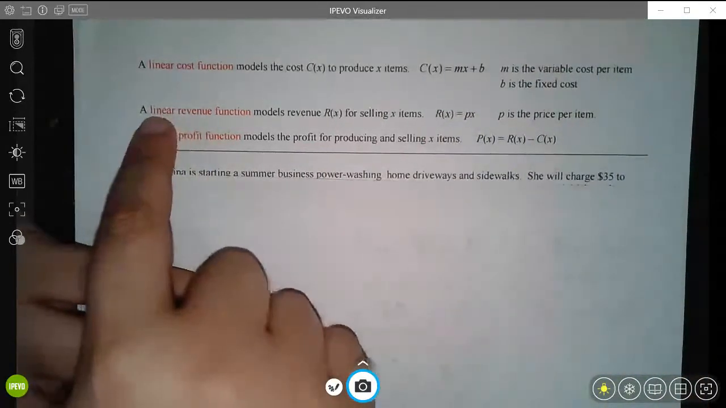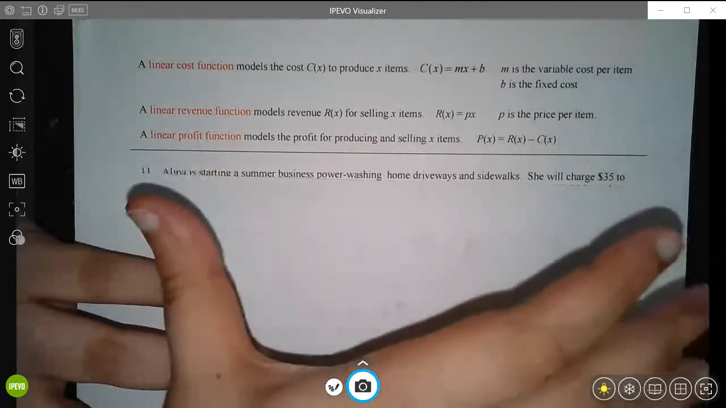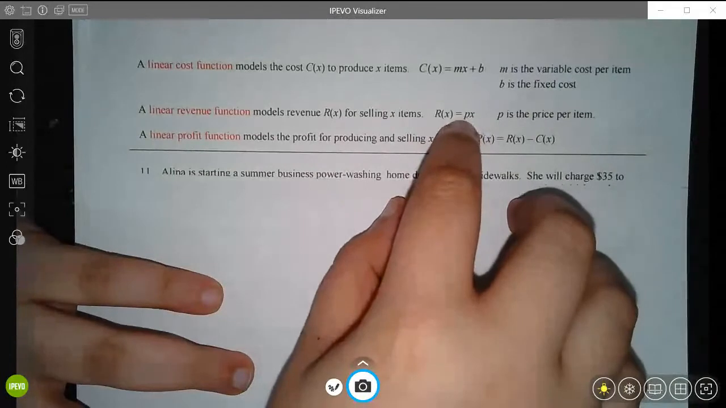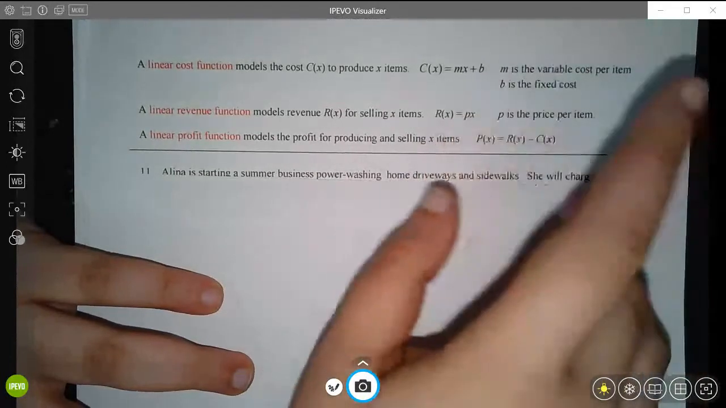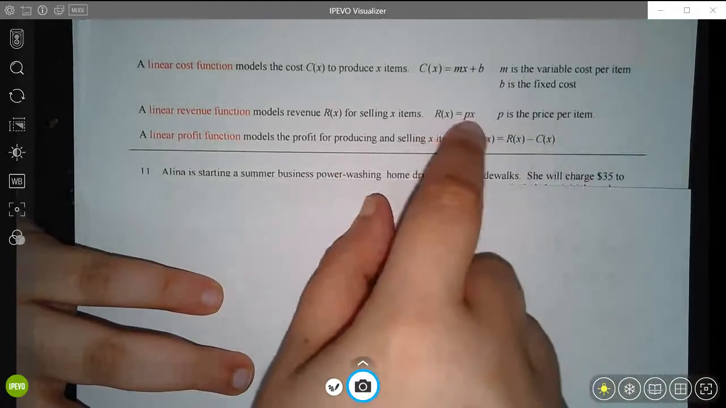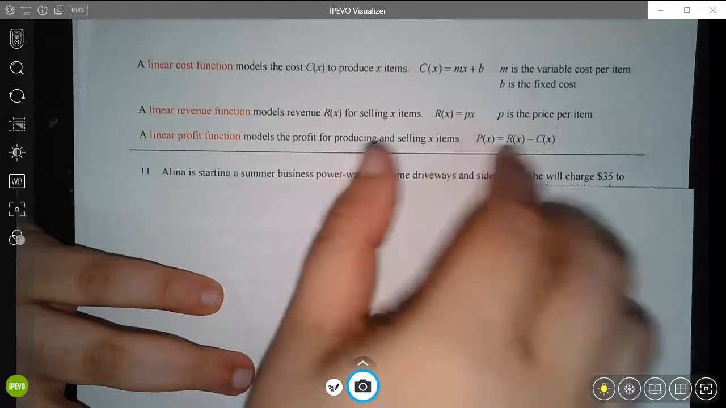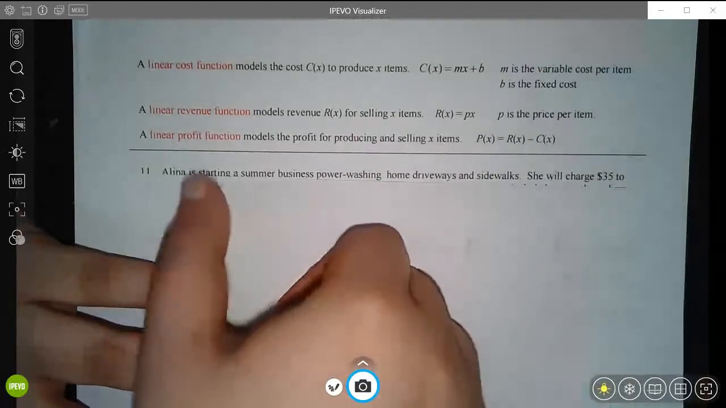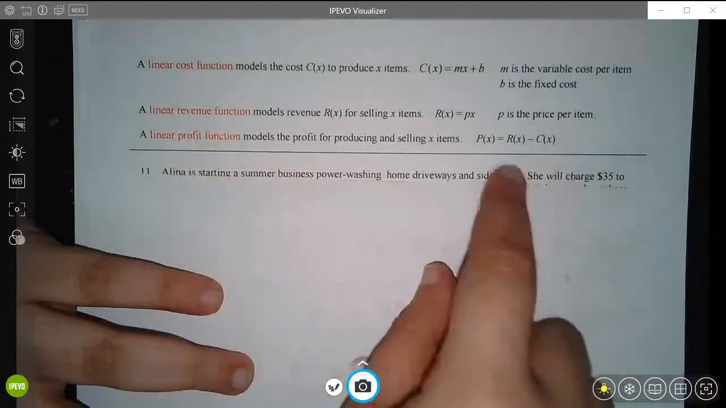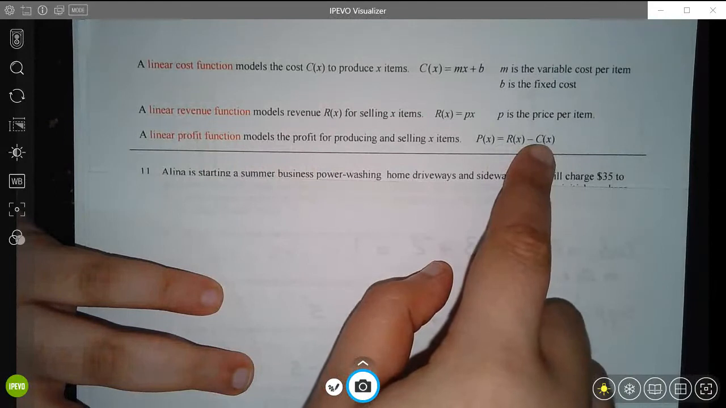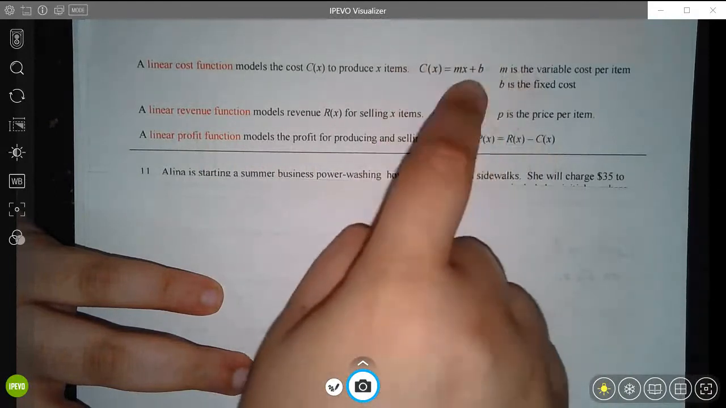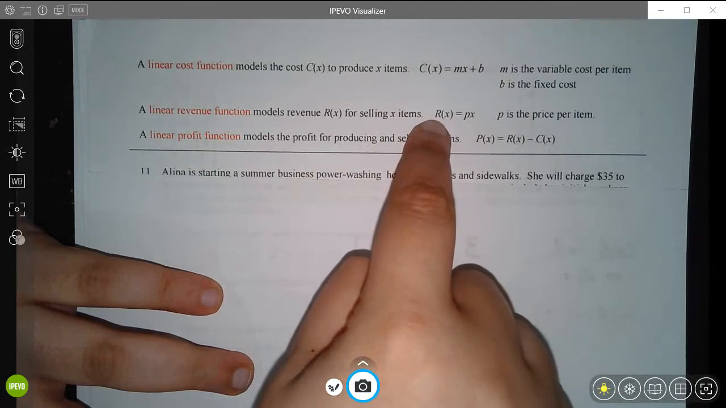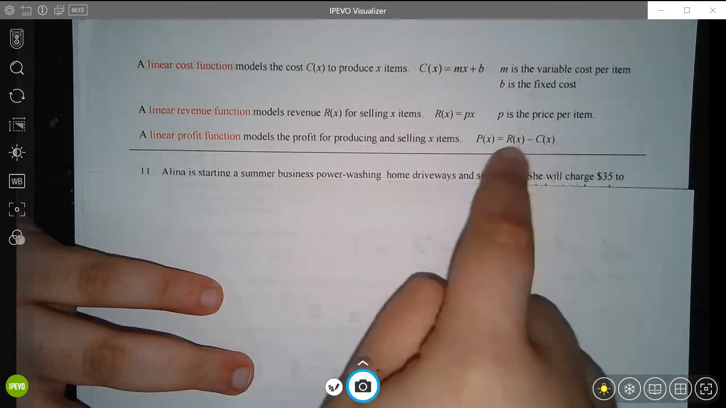Now here, linear revenue function, now this one's very simple. R of x is basically just P, which is the price, times x, which is the items. So just multiply the price by the number of items, and that should give you the revenue, how much you're going to earn. Now, profit is what? Is revenue minus the cost. So this is how much everything costs. This is how much you're going to make of the items you produced. And this is a subtraction.